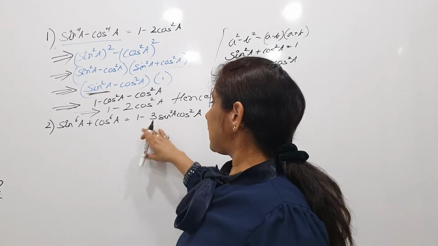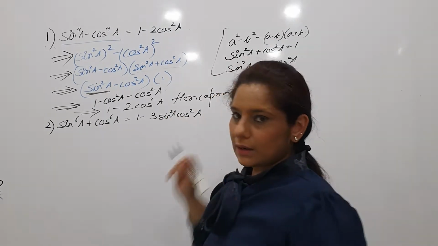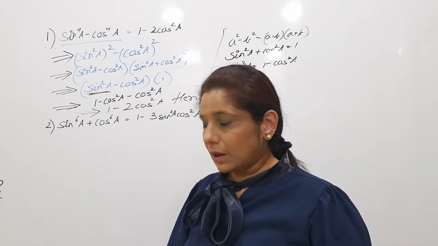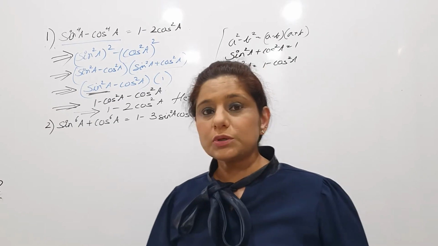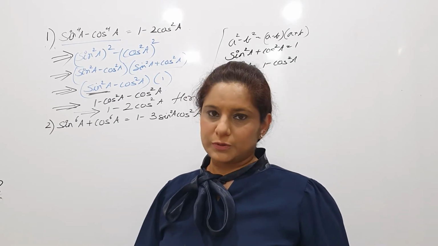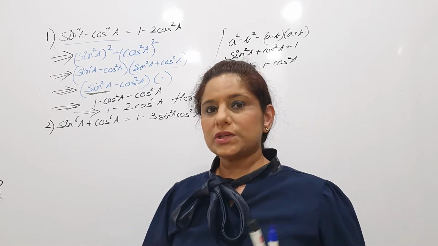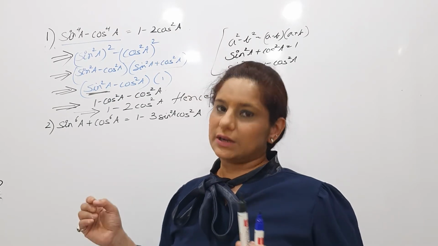Moving to the second question, that is sin⁶a + cos⁶a is equal to 1 − 3sin²a cos²a. So initially we'll think what to do, how to start and then how to proceed. That is the biggest question to be thought before starting the question.